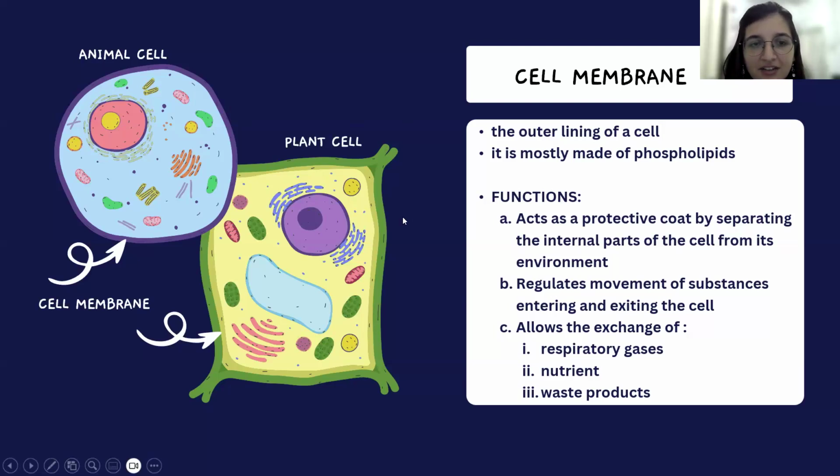Another function that it performs is that it controls what is going inside the cell and what is coming out. So that is point B, regulates movement of substances entering and exiting the cell. And another function is that it allows for exchange of respiratory gases, like what gases can go in, what gas comes out, also nutrients, what nutrients go inside, what comes out, and the waste products, of course. So since it's alive, it does need to secrete things, waste products.